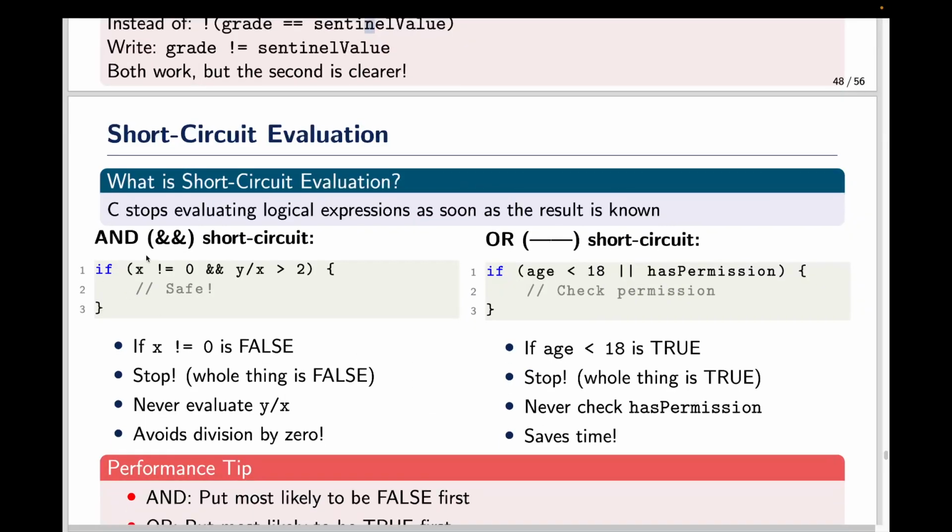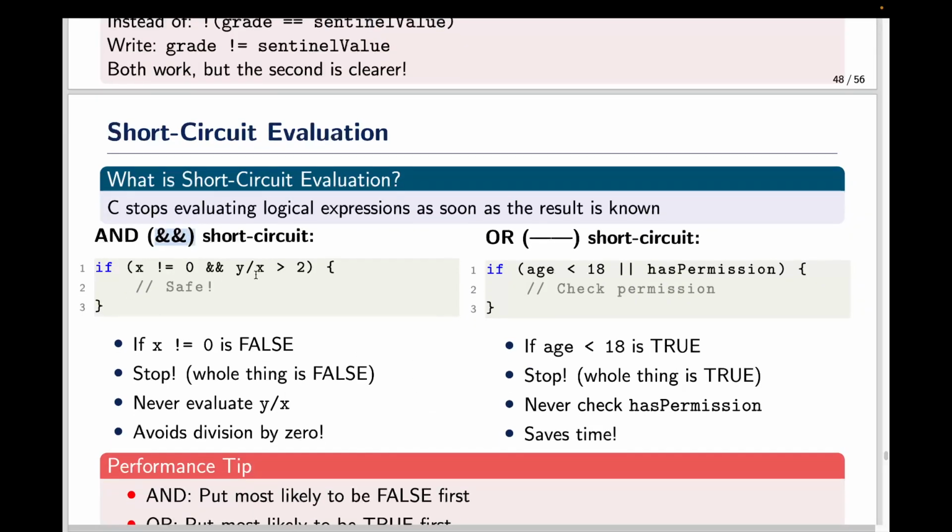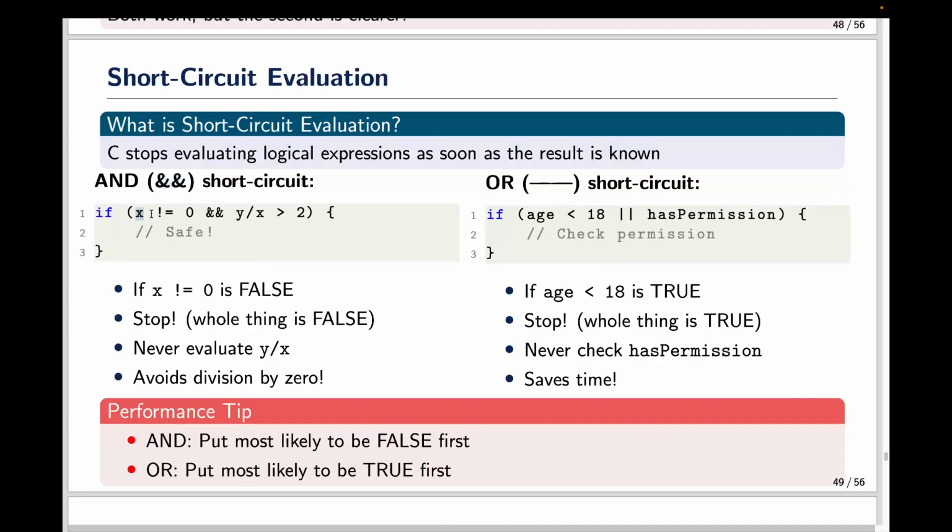So whenever you have an AND operator, remember one thing: since both of the conditions have to be true, if the first condition becomes false, it will never evaluate the second condition. So if x is not equal to 0 is false, then it will never go on. And this is done by the compiler.